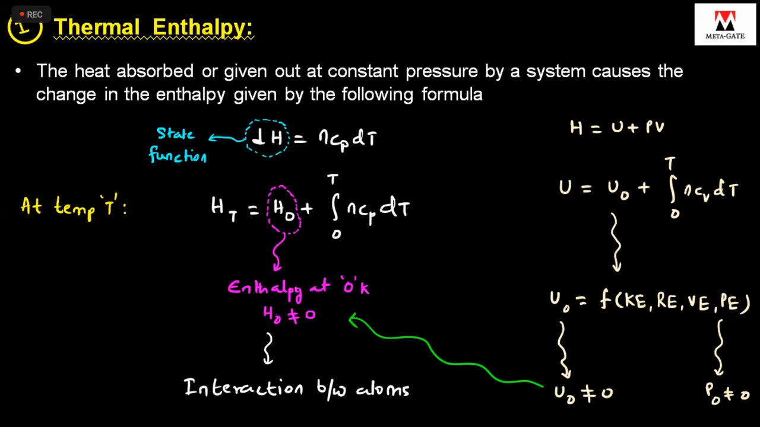Sir, do H naught and U naught have any relation like H equals U plus PV? They have the relation. If there is some work being done at 0 Kelvin, then they have a relation. If there is no work, then H0 and U0 are the same. Okay, sir.